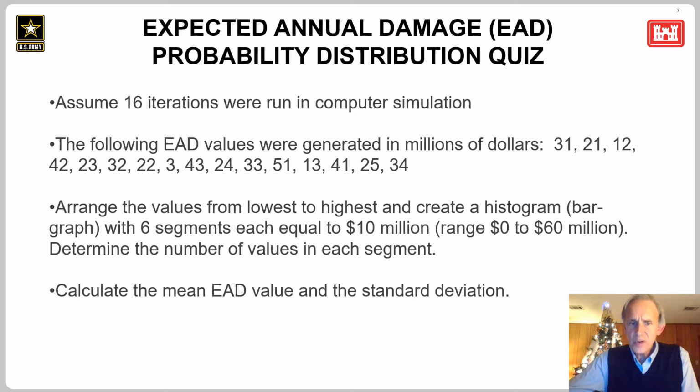What we would do is arrange the values from lowest to highest and create a histogram or bar graph with 6 segments, each equal to $10 million. We'd define the number of values in each segment and calculate the mean EAD and the standard deviation. This is what is going on in the model.